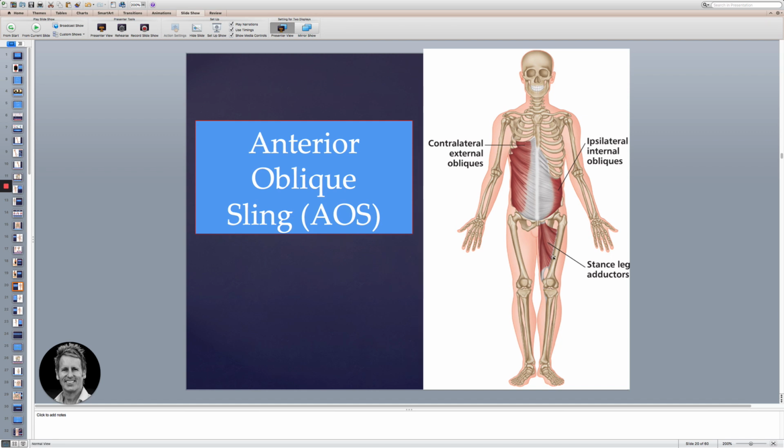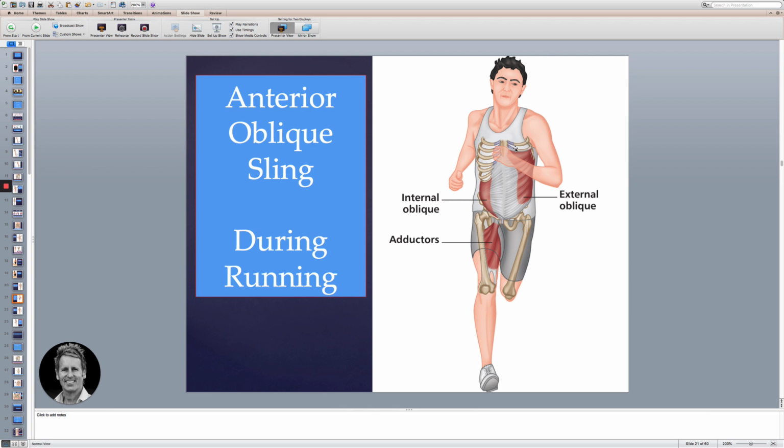So when you step, in this case on the left leg, it is the left leg that's responsible for pulling the right side of the torso forward, like this picture here. In this case we've got the right leg adductors, and then the right leg is pulling the left side of the torso forward. So this is called the anterior oblique sling here.